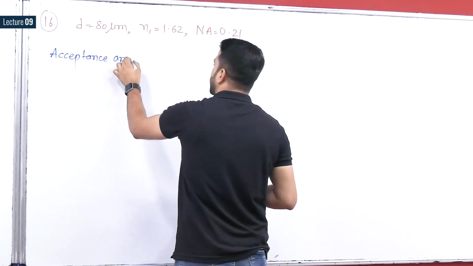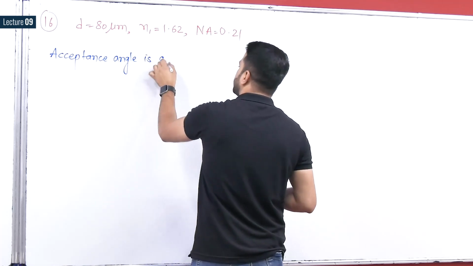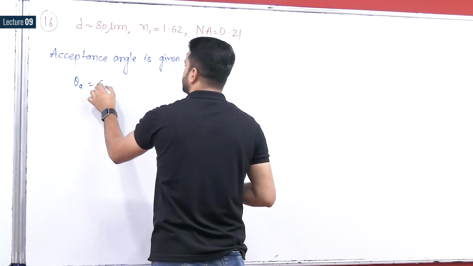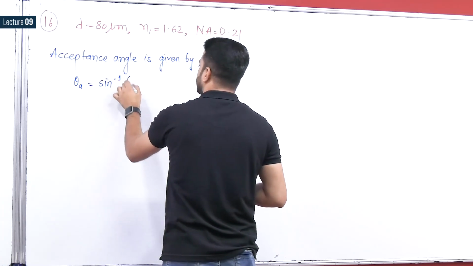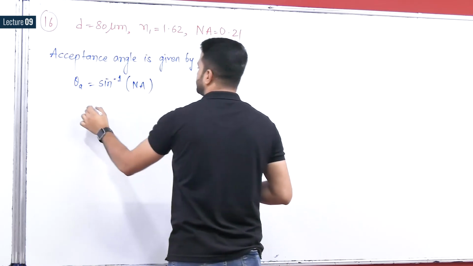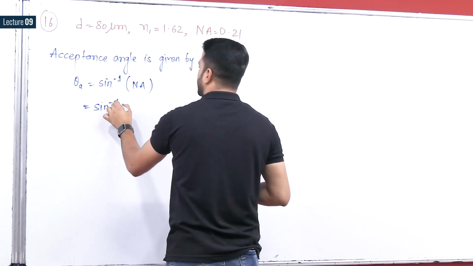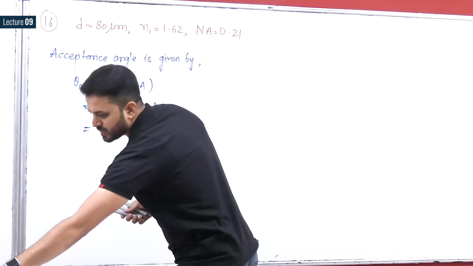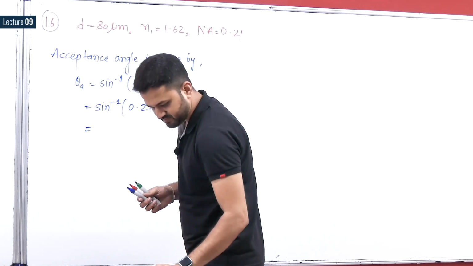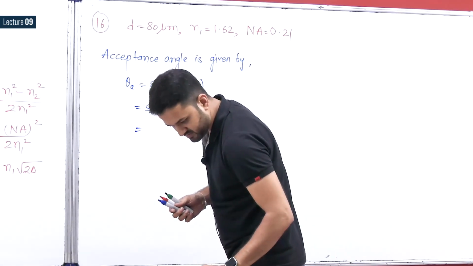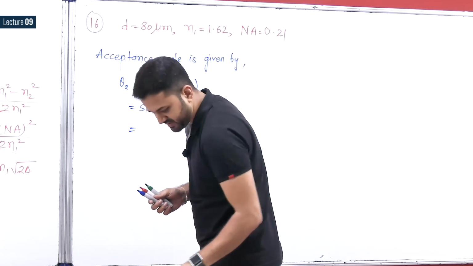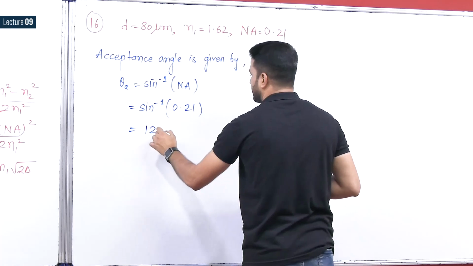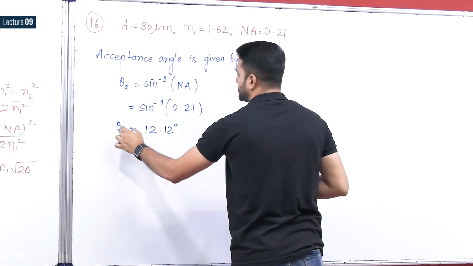So the acceptance angle is given by theta A is equal to sine inverse of the numerical aperture. So this is sine inverse of 0.21, which is 12.12 degree. So I am getting the answer for question number 16 as 12.12 degree. Okay. So this is the correct one. This is the first answer.